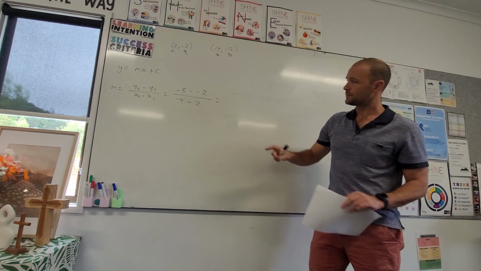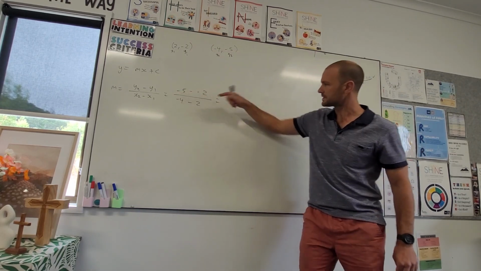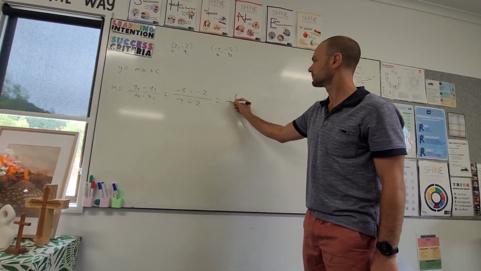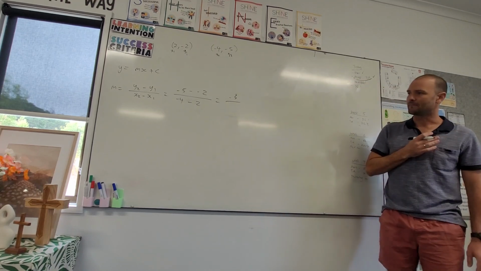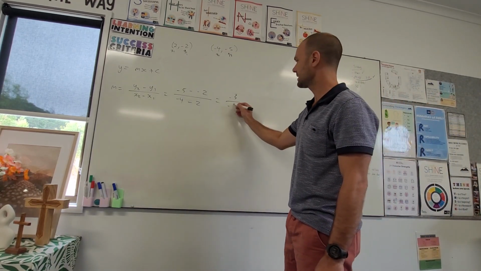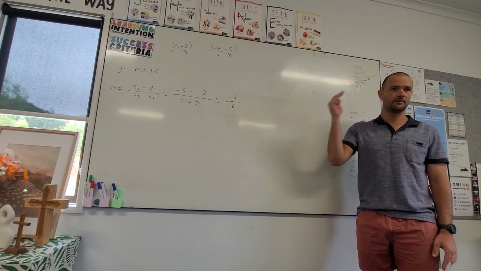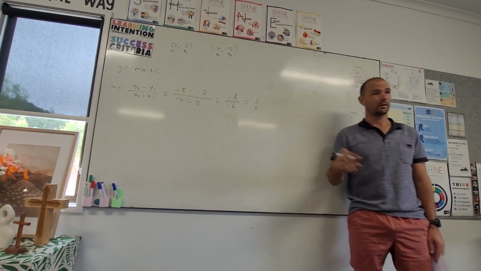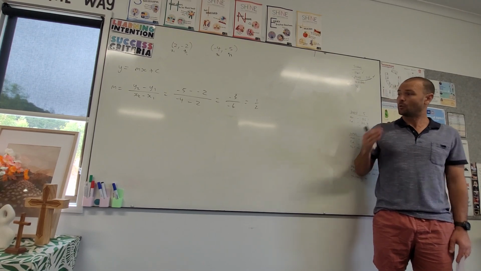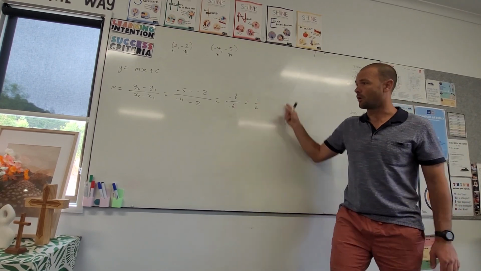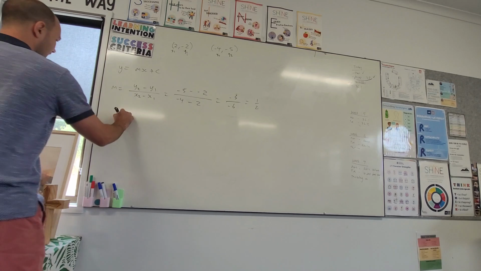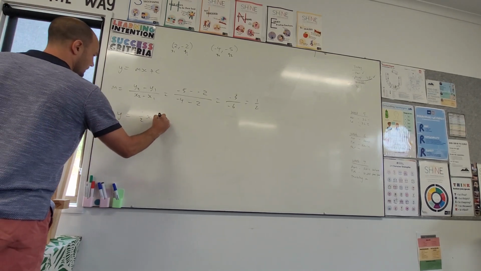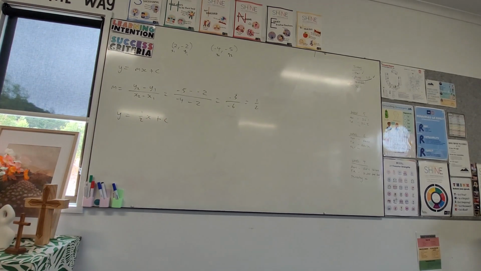And we'll simplify this. We have minus 5 plus 2. And we have minus 4 take 2, minus 6. And minus 3 divided by minus 6, well, that's just going to be positive half. That's the simplest way that we can write it. So the equation of this line has a slope of half. We have y equals half x plus c.